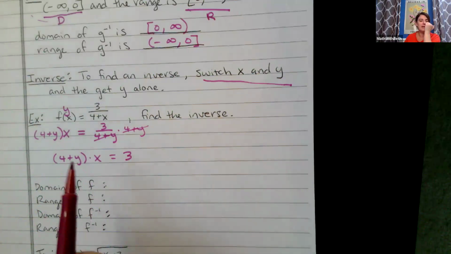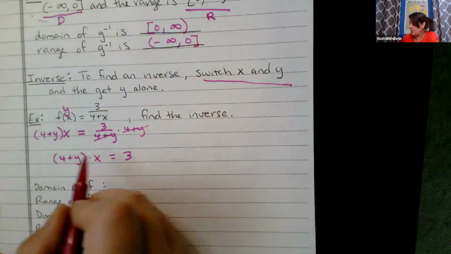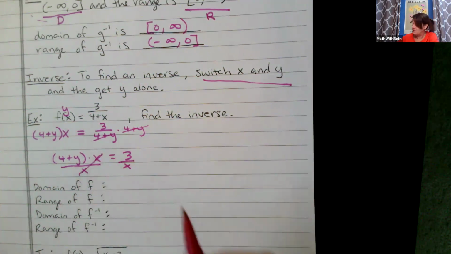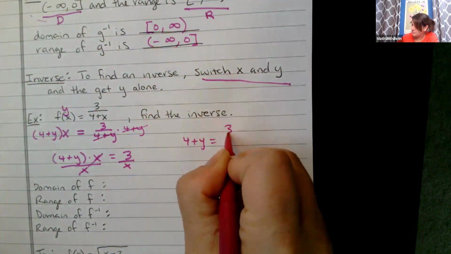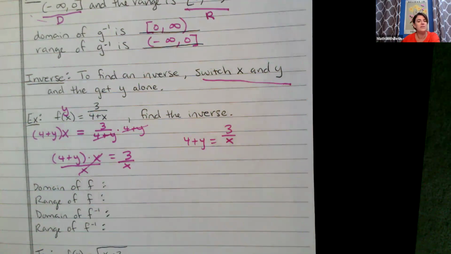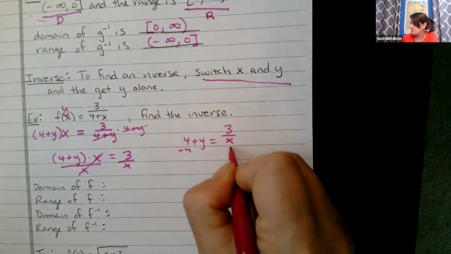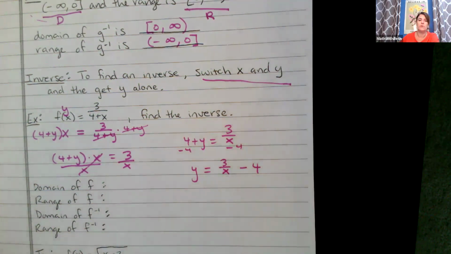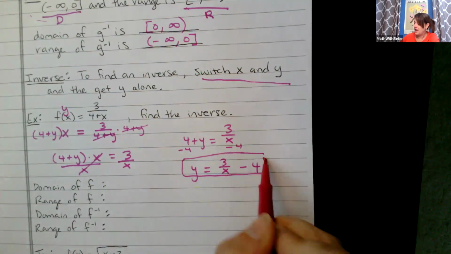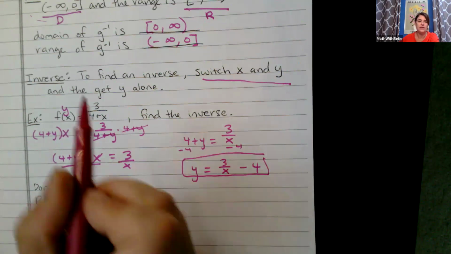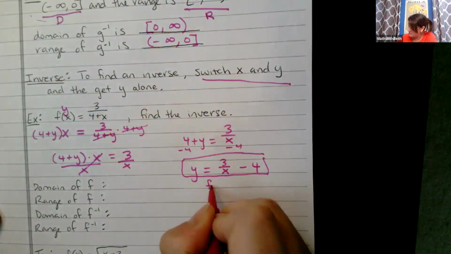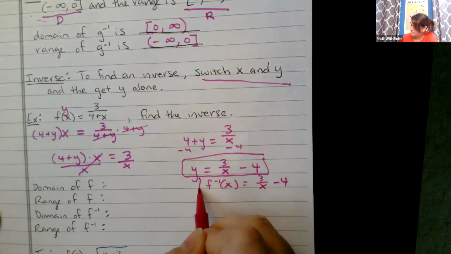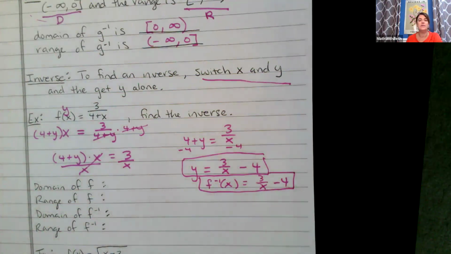I could distribute that x, but if I know I'm trying to get the y by itself, I'm going to go ahead and just get rid of the x right now by dividing it. So now I have 4 plus y equals 3 over x. And the only thing I need to move now to get y by itself is to subtract 4. So y equals 3 over x minus 4. That is the equation of my inverse. Since the original was f of x, the way you would write this is f inverse of x. Okay, so that is our inverse.